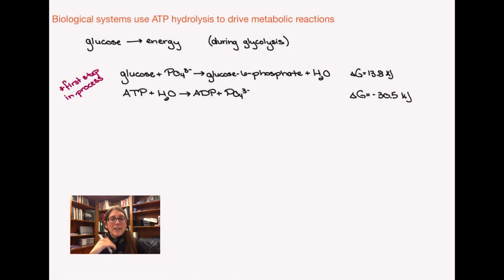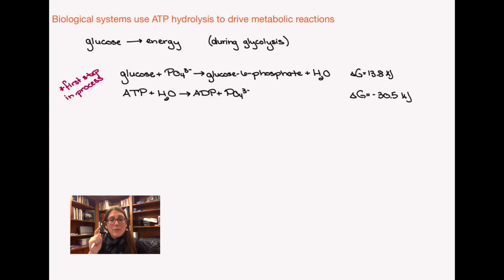This same idea of coupling reactions has a huge impact biologically. Virtually every reaction that occurs within the metabolic processes is coupled to the hydrolysis of ATP because those reactions are not thermodynamically favorable. So if you consider taking glucose and breaking it down into energy during glycolysis, the first step in that process requires you to take glucose and add a phosphate, making the chemical glucose 6-phosphate and water as a byproduct. Delta G for that process is 13.8 kilojoules.